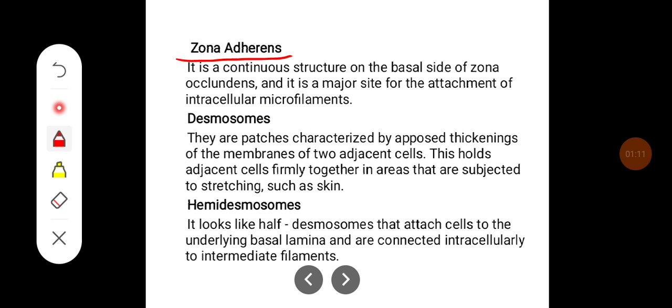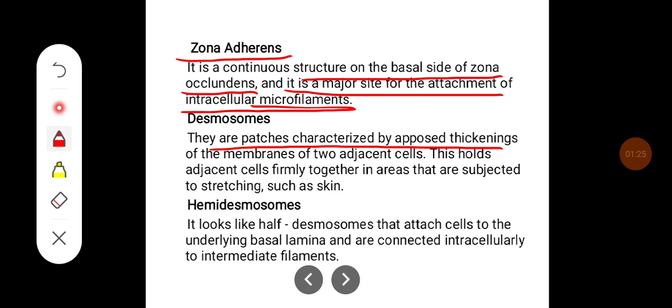Zona adherens is a continuous structure on the basal side of the zona occludens, and it is a major site of attachment of intracellular microfilaments. Whereas desmosomes are patches characterized by opposed thickenings of the membranes of two adjacent cells. This holds the adjacent cells firmly together in areas that are subjected to stretching, such as skin.